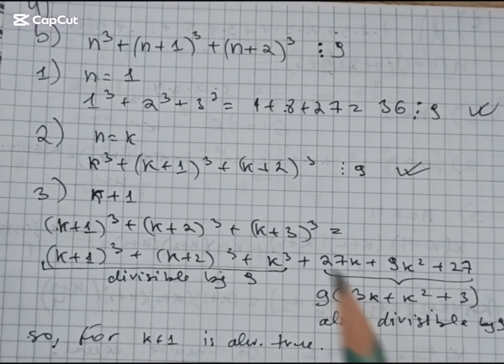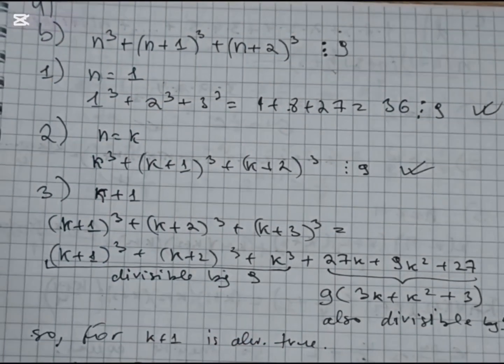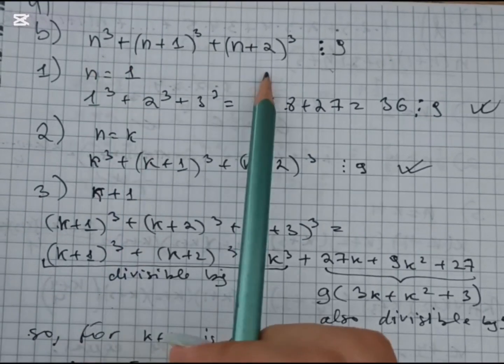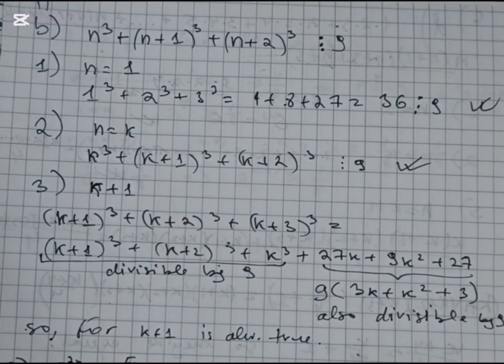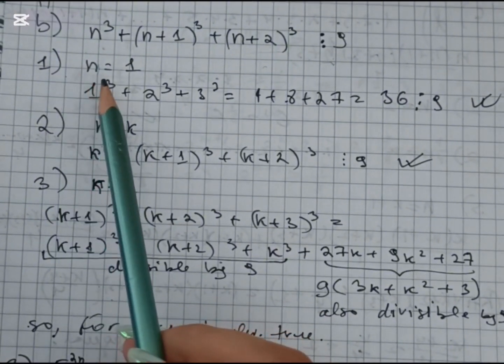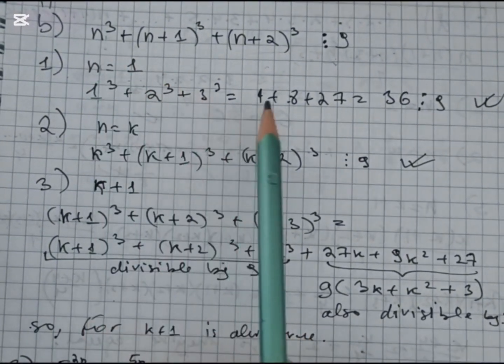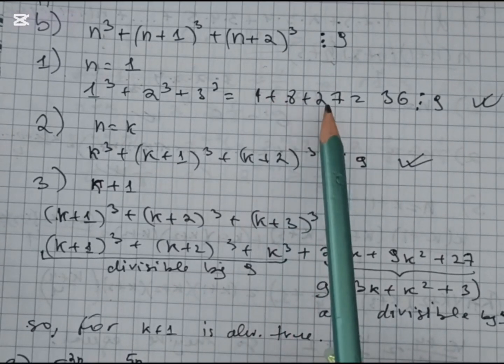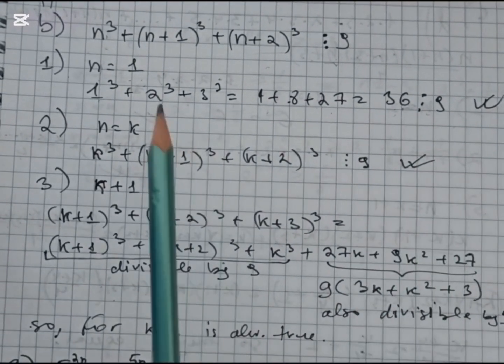So let's do this problem. Here, this is section 1 and task 4. Here we have to prove that this expression is divisible by 9 with math induction. So in the first place, we check the base case, which is n equal to 1. And if we put 1 here, we have 1 plus 8 plus 27, so 36. It is divisible by 9.